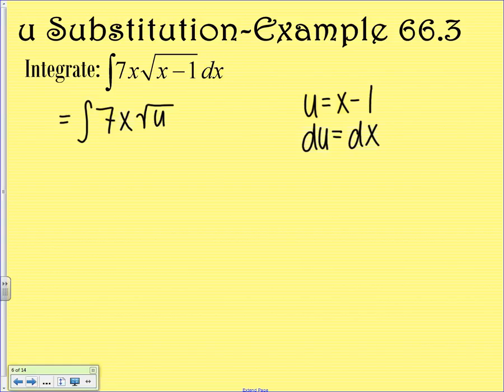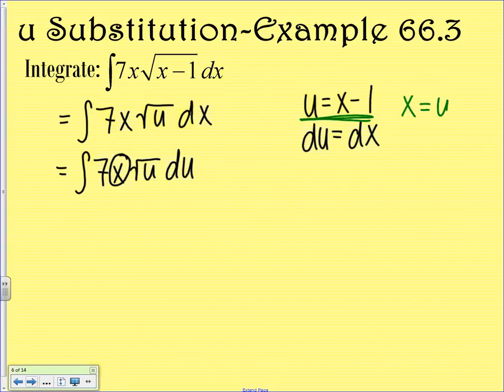If I replace my dx with du, I've got a little bit of an issue. I can replace those, but I still have an x right here. However, if you look right here, x equals u plus 1. If you just solve that for x, then over here in our equation, we can actually say 7 and then u plus 1 times the square root of u du. So that one's a little bit different. You have to go back to that u equation and solve it for x.